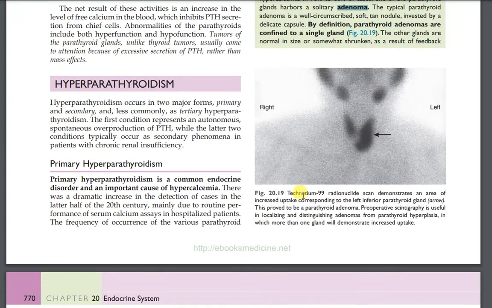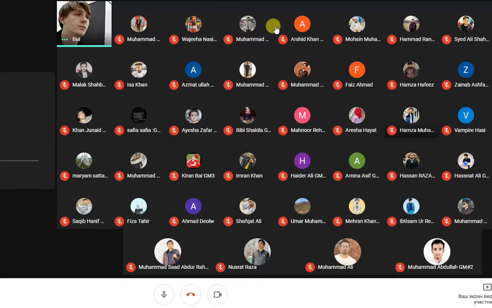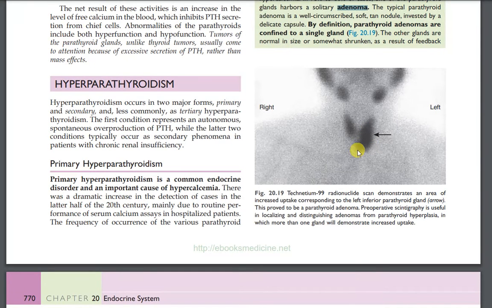Okay, this is a technetium test result, by which we insert technetium and then check the radiation which is collected there. It demonstrates an area of increased uptake corresponding to the left inferior parathyroid gland. Now you see the density of signal is much higher than in these areas, and it happens when increased blood circulation happens in this area, and it absorbs much more technetium than other parts.